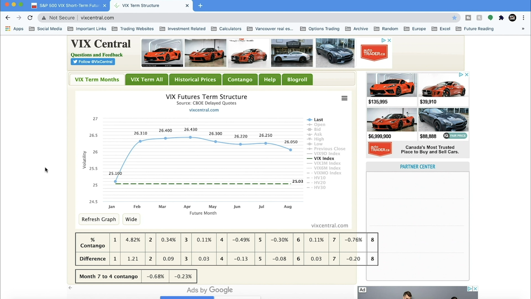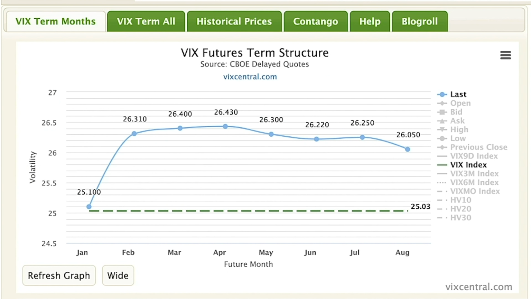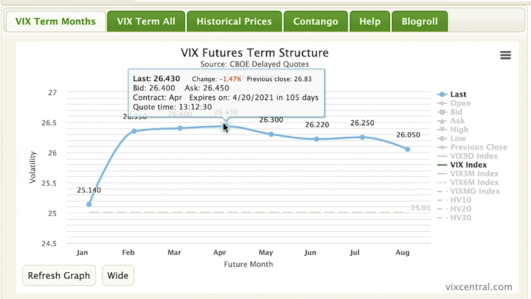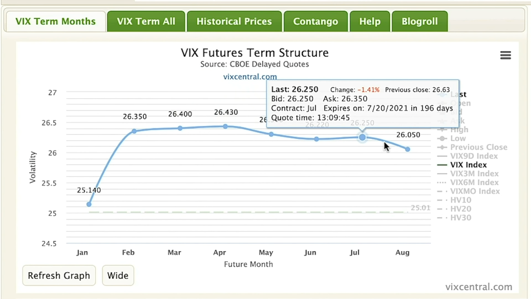Now, at some point, you've probably seen this website. If you haven't, you can bookmark it. It's VIXCentral.com. This chart here is called the VIX Futures Term Structure. Now again, please give me a couple minutes here because this is super important. Each one of these dots represents a different VIX futures contract that is expiring in a different month.